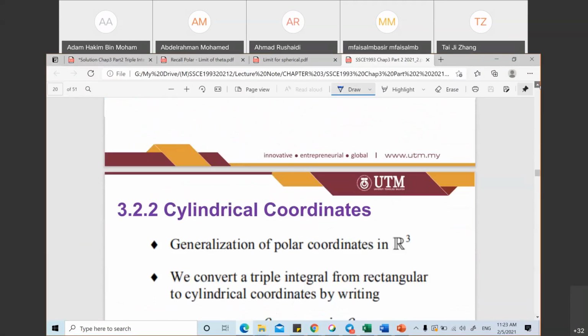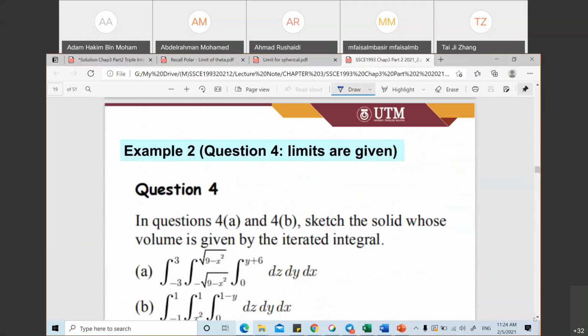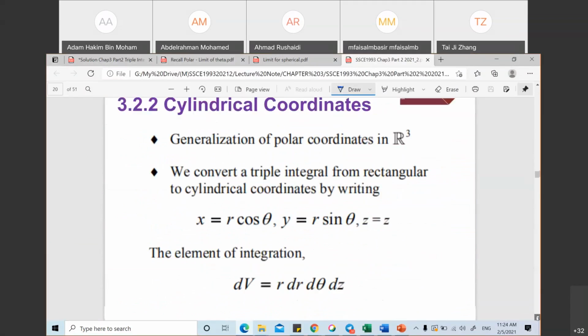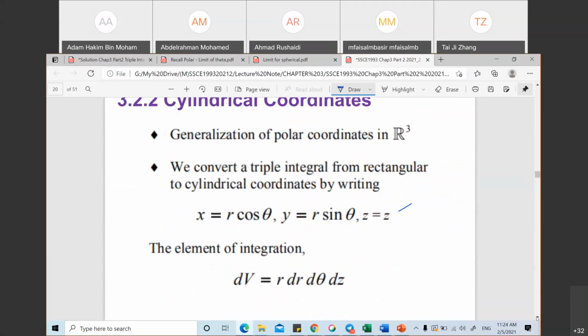So it is somewhat the same as polar coordinate, but now we have z. So your dV should be r dz dr d theta. This comes from the xy plane, which we turn into r dr d theta.